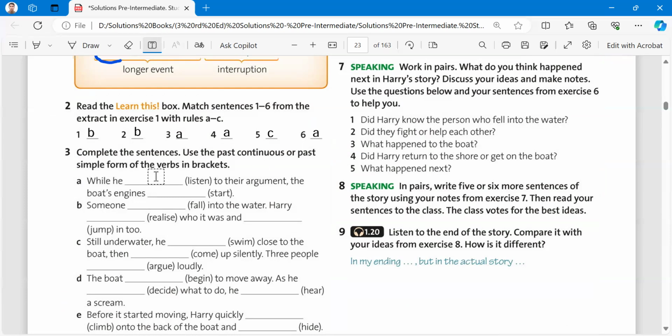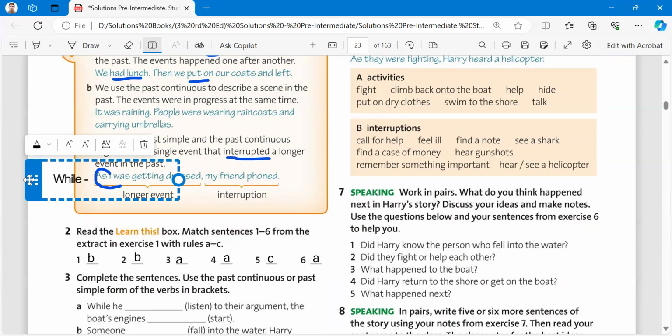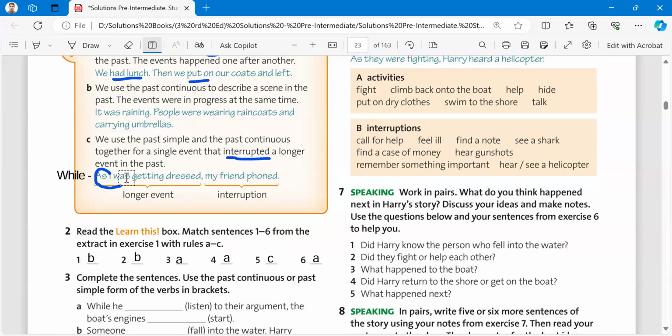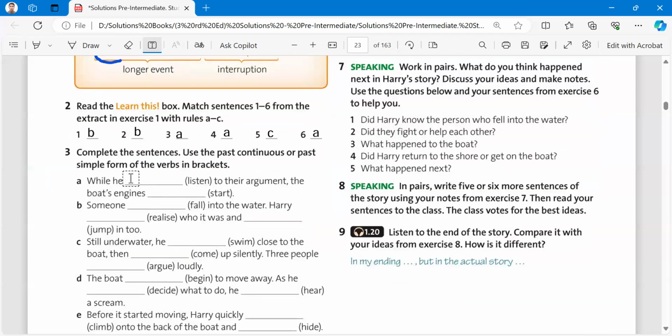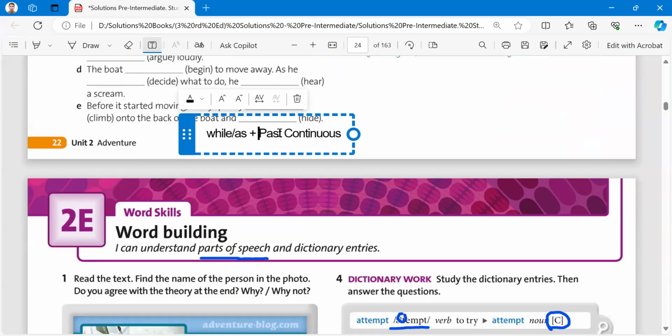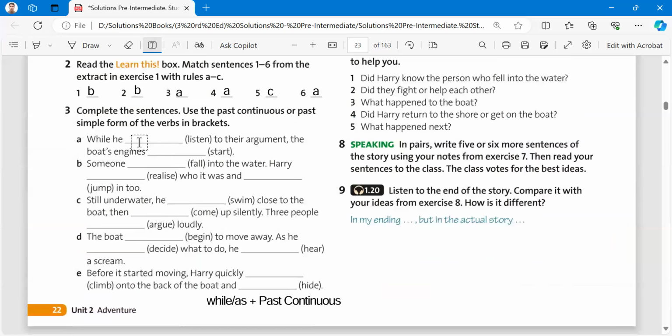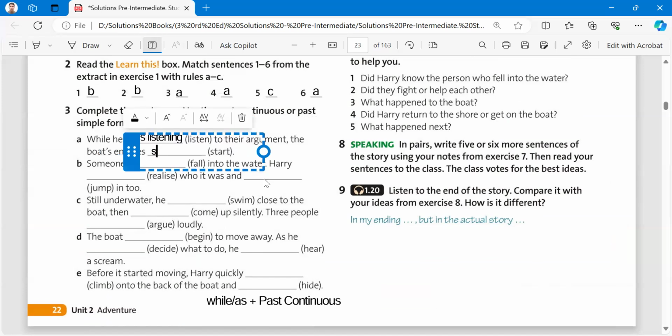Complete the sentences with passive, continuous and past forms of the verbs in brackets. While, and now I will tell you something here. While and as are synonyms: while I was getting dressed, as I was getting dressed. When it comes to using while or as, it's not always past continuous, I mean, but continuous forms of the tenses are used. For example, future continuous, present continuous, like this, not simple forms of the tenses. While he was listening to their arguments, the boat's engines started.